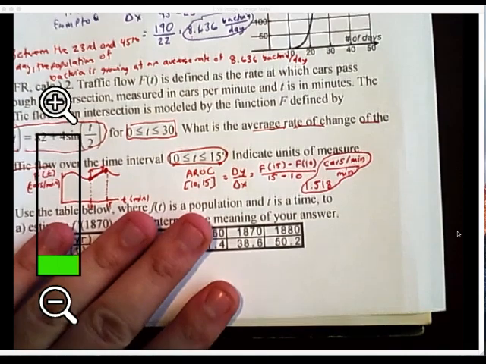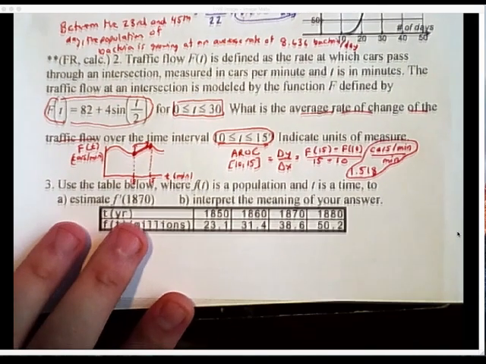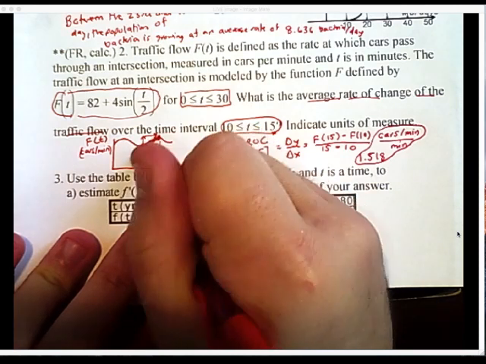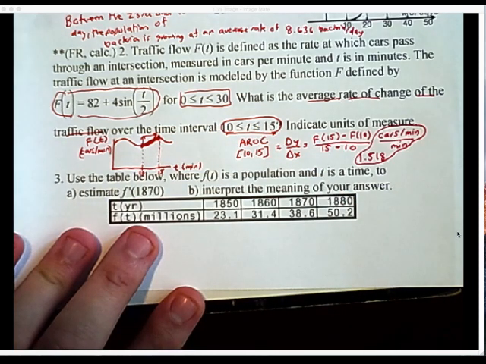So that one, the question probably seemed harder than it was. That's all you have to do. You're finding the slope of this secant line between those 2 points.